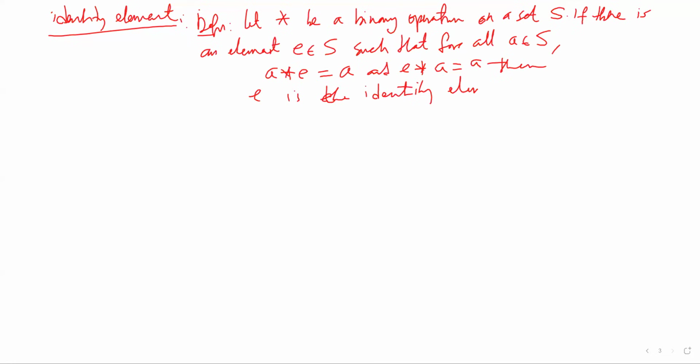So for identity elements, two things should hold: if you take A in S and you take E in S, then A operates E should give us A, and E operates A should give us A. So it's not just one of them, both of them should hold. If one of them holds and the other one does not, then it is still not enough to say that this is an identity element.